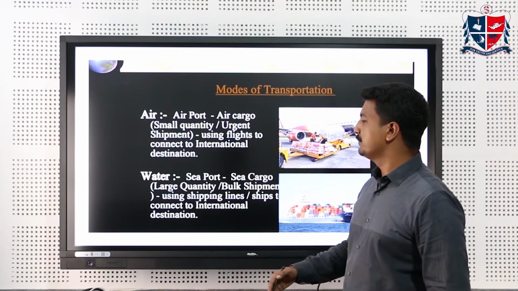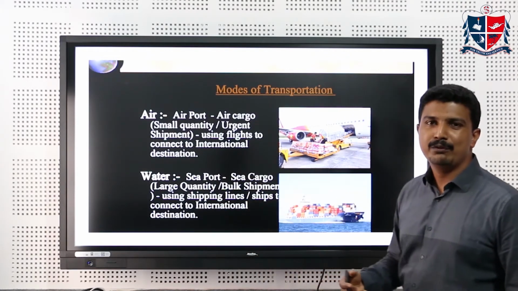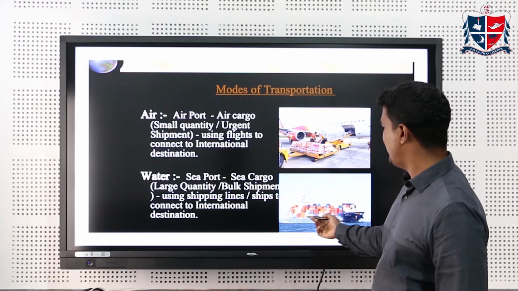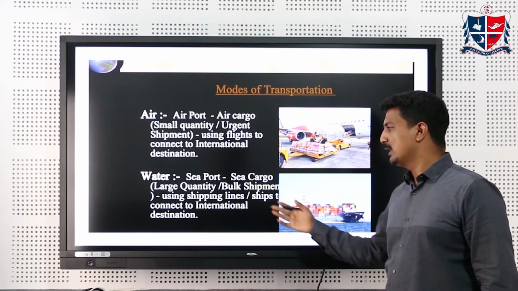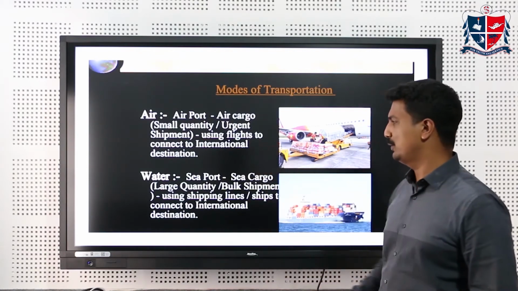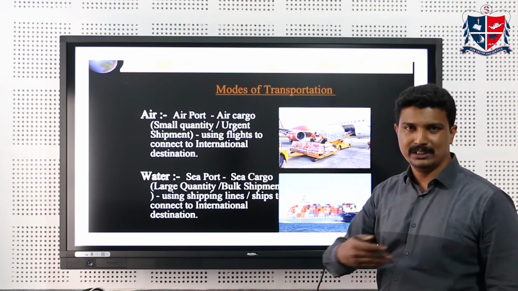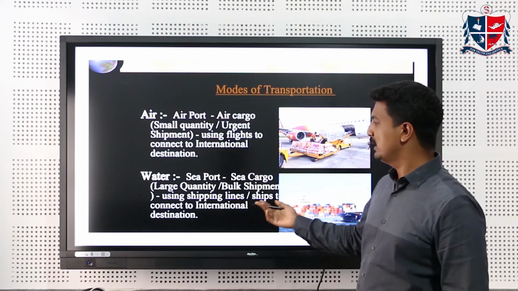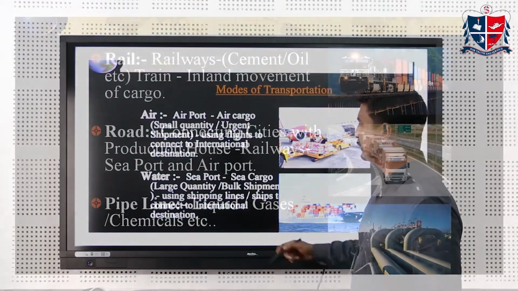When compared to air, using shipping lines. Shipping lines are companies which have their own ships to ship the cargo. So the shipping lines will be like this only. Shipping lines will have slots for putting the containers. So they carry our cargo from the point of origin to the point of destination using ships, and we have infrastructure like seaports in Cochin and in Dubai and most of the countries. So they can ship the cargo from one destination to another through water.